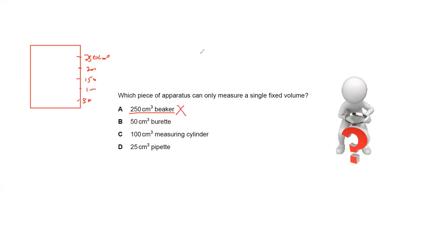What about a burette? A burette has markings as well. This is the tap of the burette, and the burette 0 is at the top. So there is 0, the maximum is 50, and in between there are numbers 0.1, 0.2, 3, 4, 5, 6, and so on. We can measure a maximum of 50 cm3, and the smallest we can measure is 0.1, and we can measure the values in between. For example, if I want to measure 24.5 cm3, I can use a burette. So we can measure different volumes, not a single fixed volume. So it cannot be a burette.